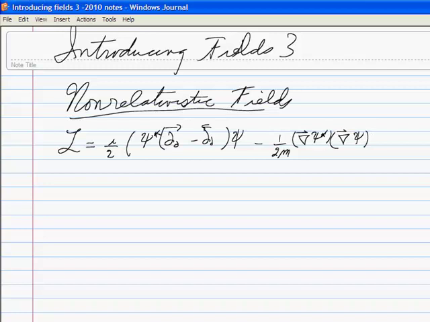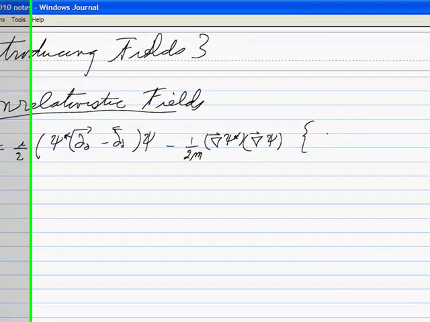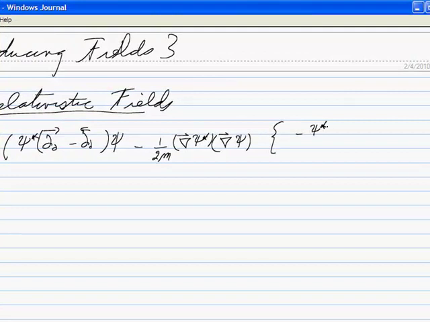Okay, and if I wanted to add interactions, let me just put this in brackets since I'm not going to carry it along. You could add minus psi star V of x psi. That also works, I'll show you. You clearly know where it goes in the Schrodinger equation. That we'll get out in a bit.